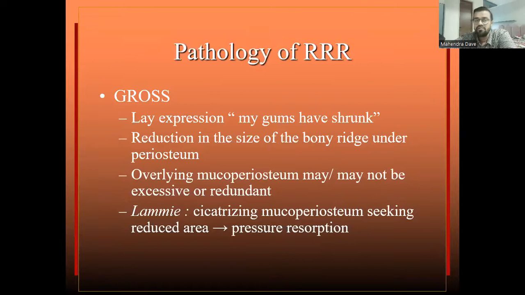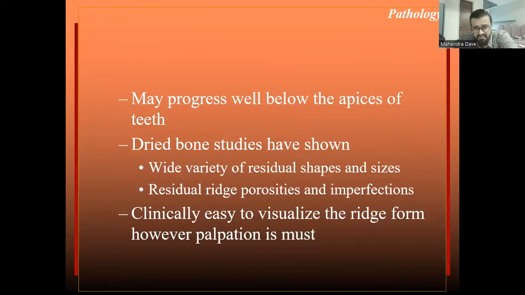So what is the pathology of residual ridge resorption? According to Gross, a layman's expression says my gums have shrunk. Reduction in the size of the bony ridge under the periosteum. Overlying mucoperiosteum may or may not be excessive or redundant. Cicatrization of the mucoperiosteum, seeking reduced area of pressure resorption. May progress well below the apices of the teeth.